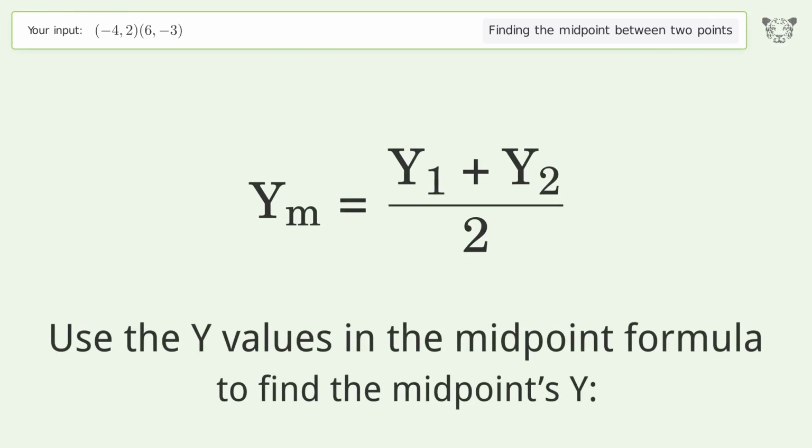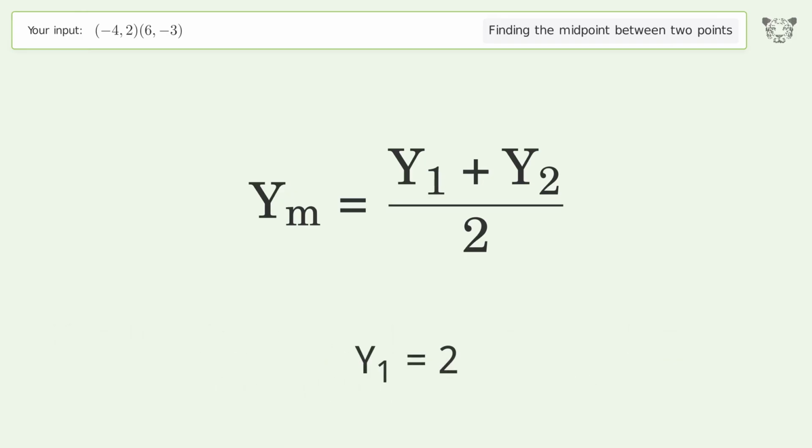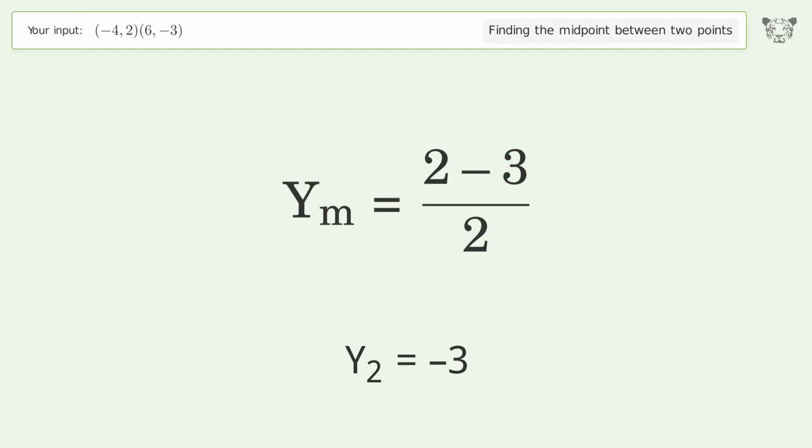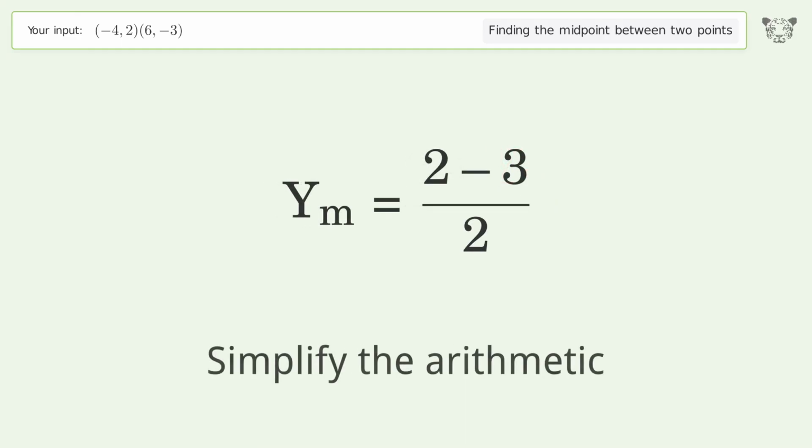Use the y values in the midpoint formula to find the midpoints y. y1 equals 2. y2 equals -3. Simplify the arithmetic.